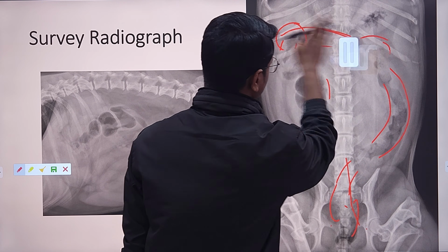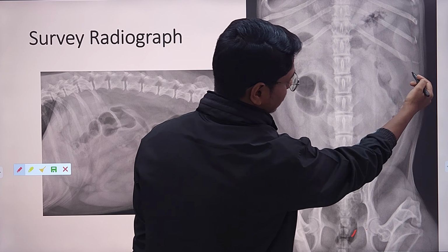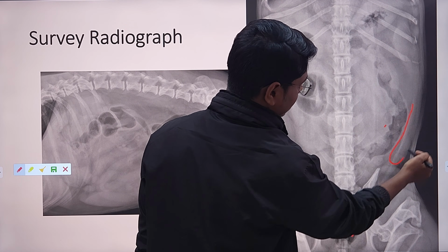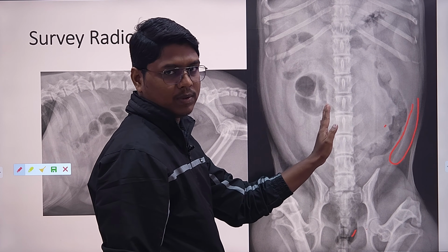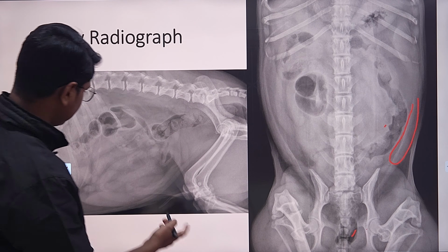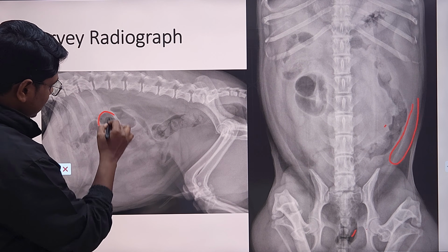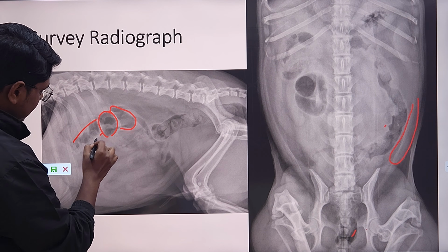Let us see the lateral radiograph also. Note down the structures. Here is the spleen. If the spleen is enlarged, then the colon will be pushed towards the midline, or sometimes it may go up to the right side. This is left. This is the cecum. This compartmentalized structure is the cecum. Then this is the ascending colon.